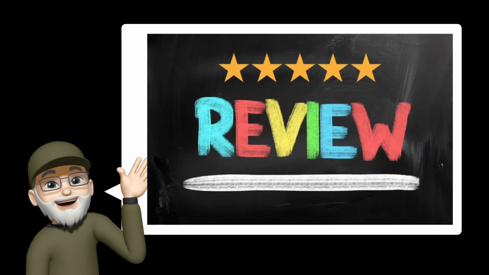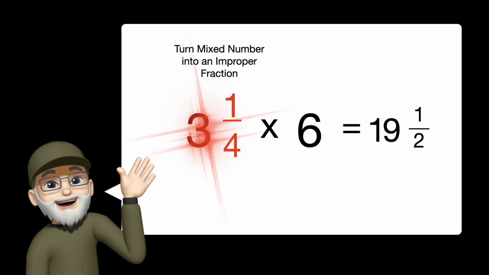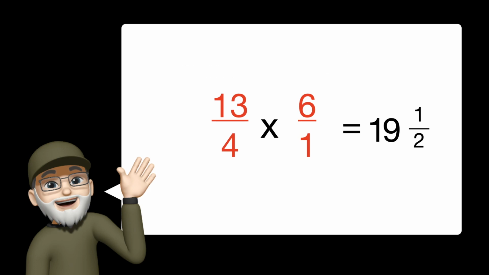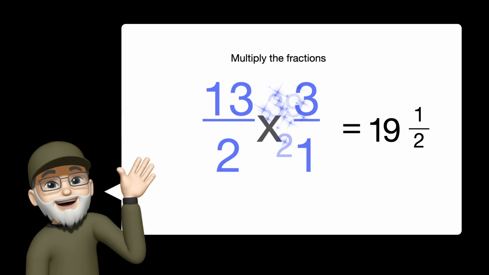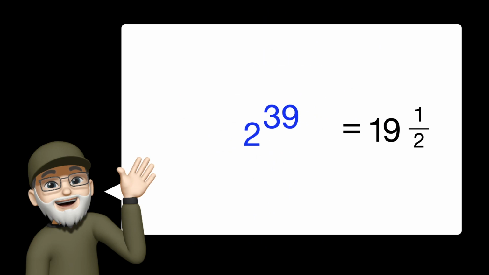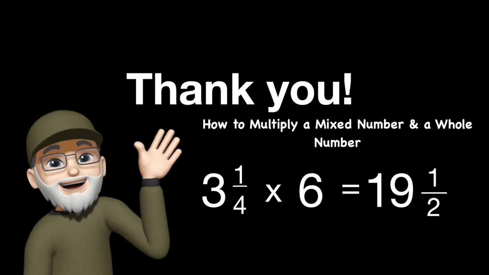All right, let's review what we learned today. The first step for these kind of problems is that we want to turn the mixed number into an improper fraction. Next, we take our whole number and just rewrite that as a fraction by writing, in this case, 6/1. Next, we want to simplify the fractions if we can, and in this case, we were able to simplify. Then we multiply the fractions, the numerators, and then the denominators. That gave us an improper fraction, and we took that and used our long division skills to come up with the mixed answer, in this case, of 19 1/2.